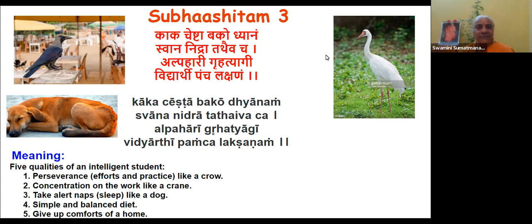So Bhagodhyanam. Then Swana. Swana is the dog. What is he doing? The dog is Nidra, sleeping. Tathaiva cha. And. Then what else? Alpahari. Alpahari means the one who has little ahara. Moderate in eating. Of course, children should eat well. But we should eat a nutritious diet. That is what is meant here.